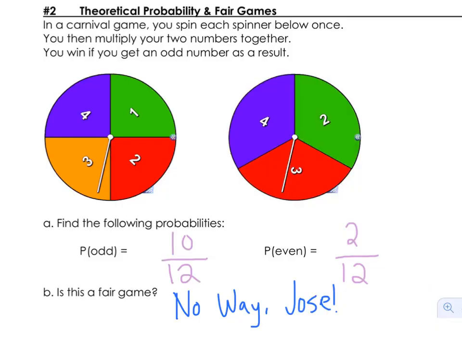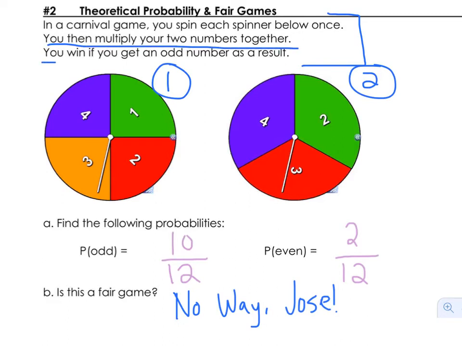Again, take a few seconds, pause your video, and check over your answers for page 2. The directions for this spinner game go as follows. You are going to spin each of the spinners. I'll label them number 1 and number 2. Once you have spun both spinners, you are going to multiply your 2 numbers together. You win if you get an odd number as a result.